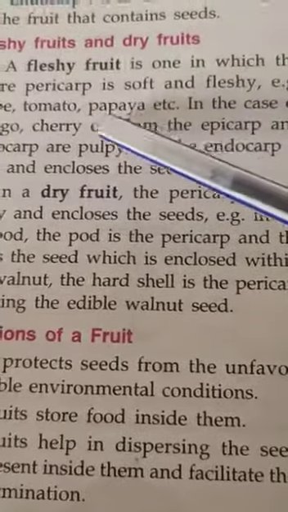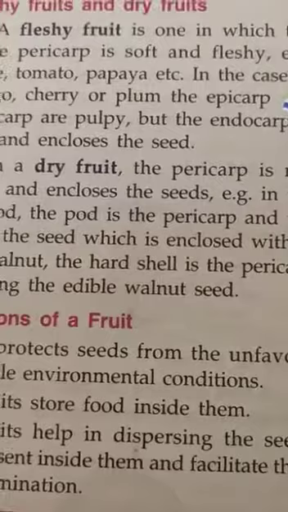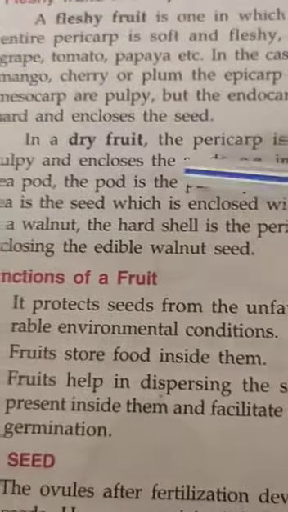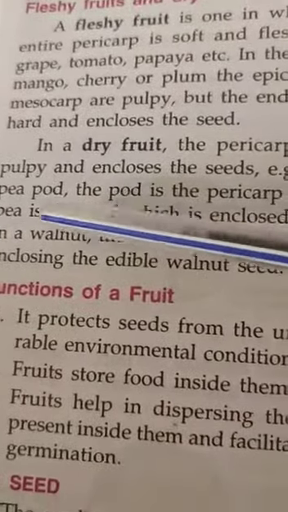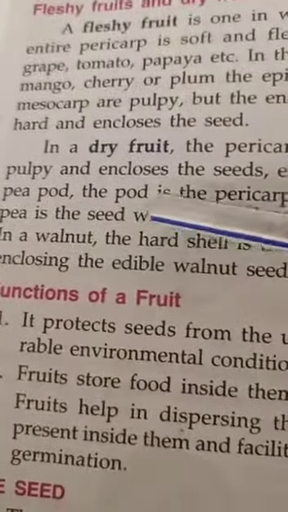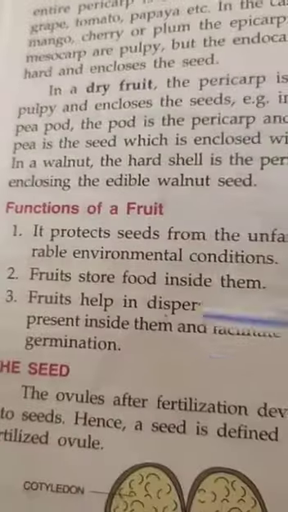The next one is that fruits are of two types: fleshy fruit and dry fruit. Fruits like papaya, tomato, cherry and mango are fleshy or soft fruits which enclose the seed. In dry fruit, the pericarp is not pulpy. Examples are the pea pod and walnut with its hard shell; these are the dry fruits.